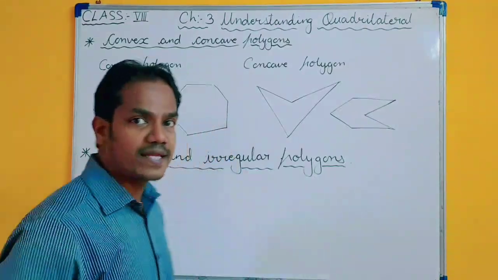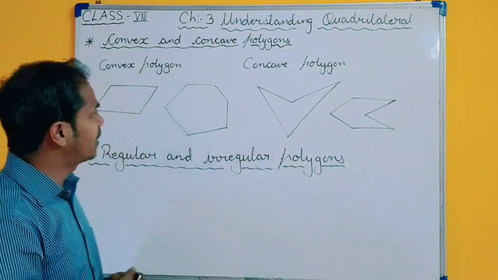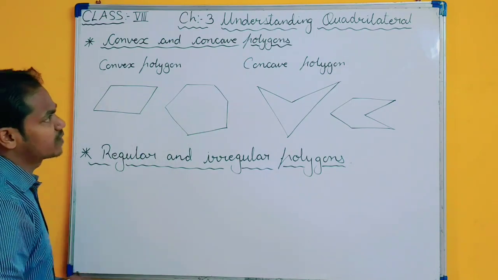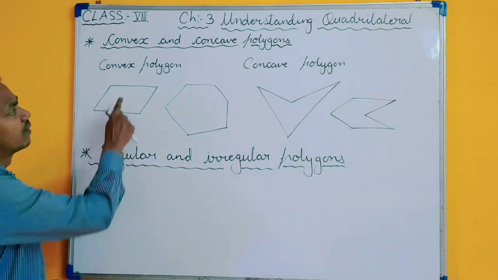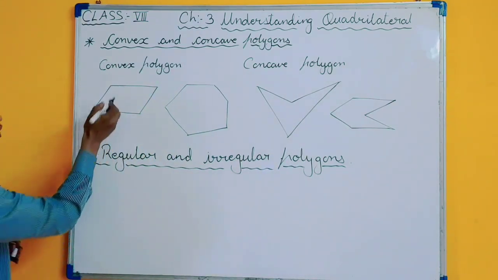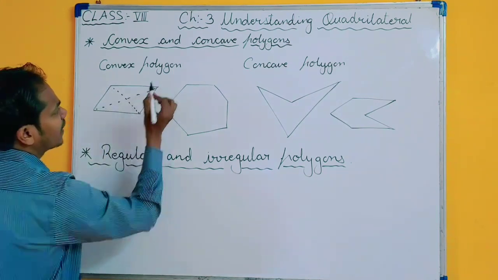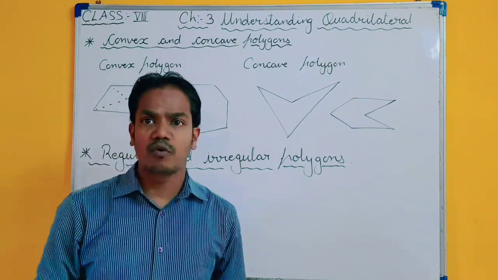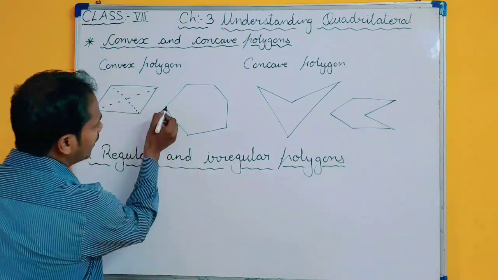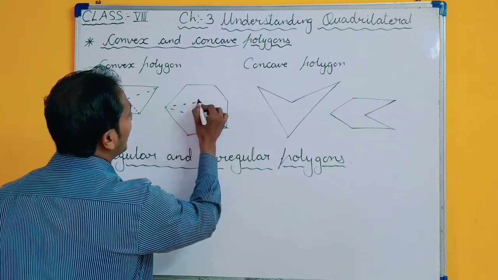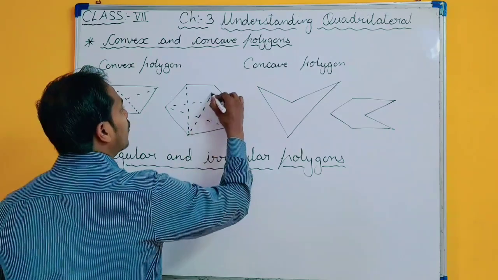Okay students, now the next part, convex and concave polygons. I have drawn some examples. These are examples of convex polygons and these are examples of concave polygons. But how will you remember? In a convex polygon, you can make your diagonals internally. You cannot draw your diagonals externally, only internally. This is called a convex polygon.